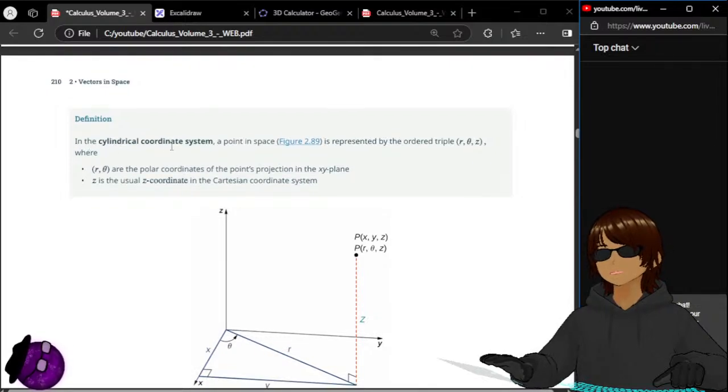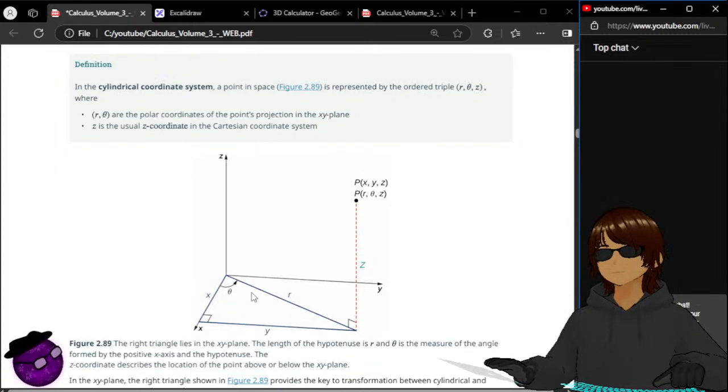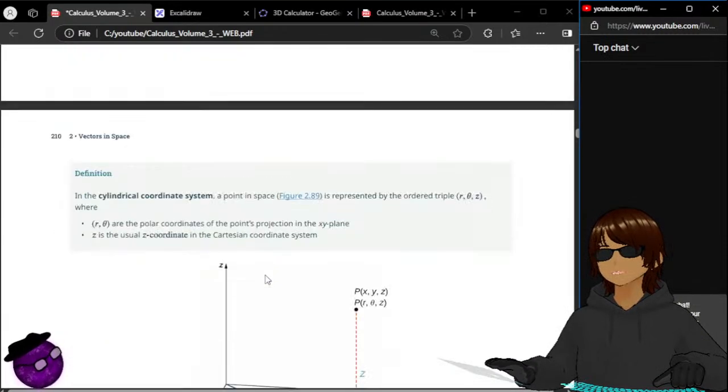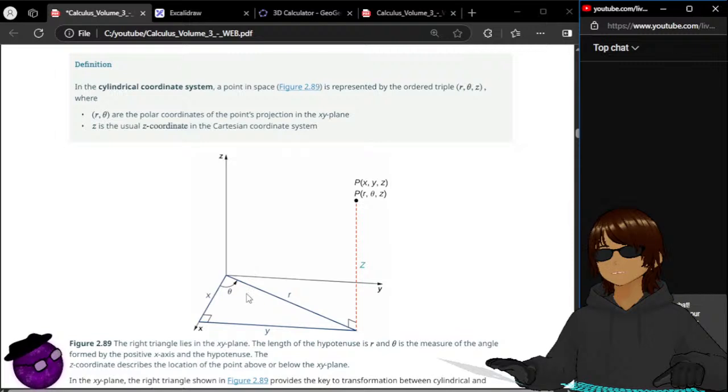In the cylindrical coordinate system, a point in space is represented by the ordered triplet r, theta, and z. r and theta are the polar coordinates of the point's projection in the xy plane. z is the usual z coordinate in the Cartesian coordinate system. So x, y, and we have z. I think for the spherical coordinates, they use another angle for the z direction.